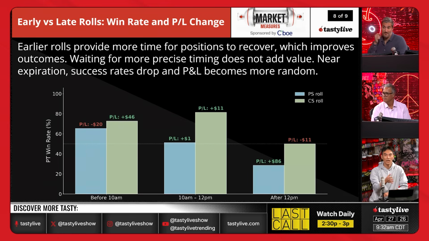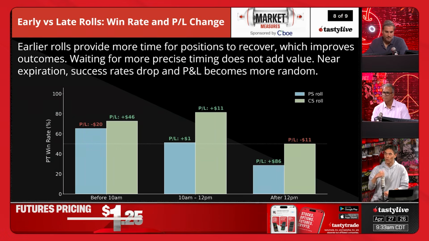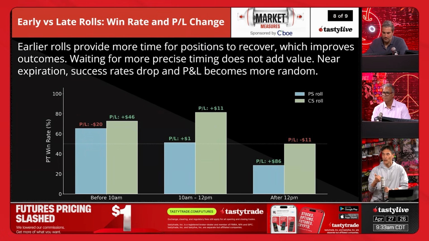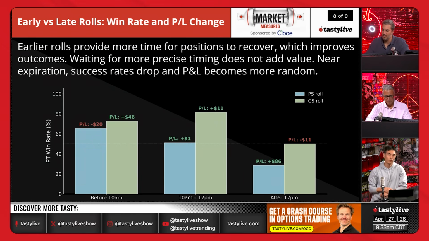Yeah, so P&L wise, this chart also tells some additional information: in general, we want to roll as early as possible. After 12, you probably don't want to roll. One reason is it only happens 4 to 6% of all your rolling. It's a very small number of occurrences. And also look at the P&L. P&L becomes extremely random after 1 or 2.